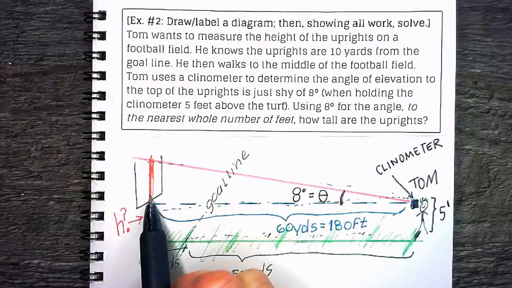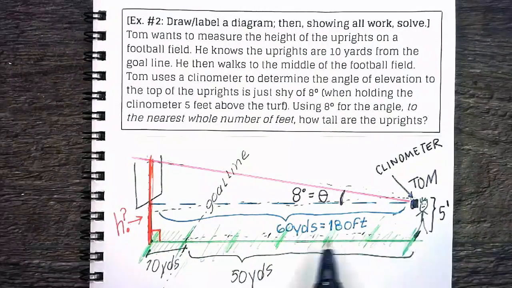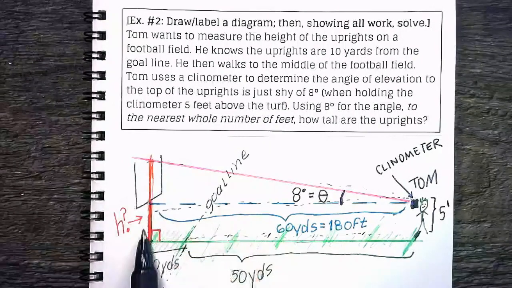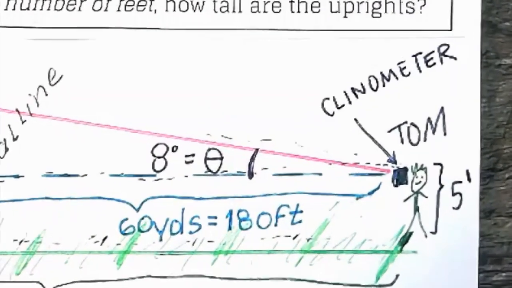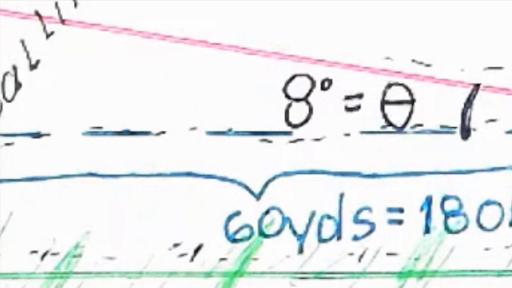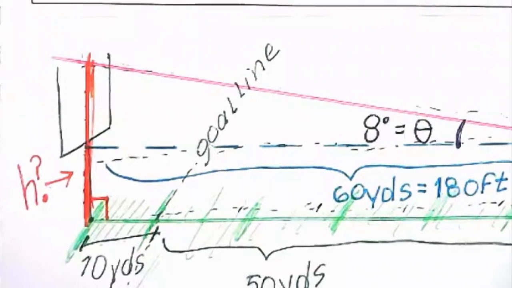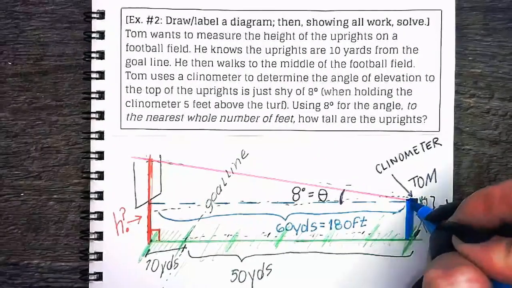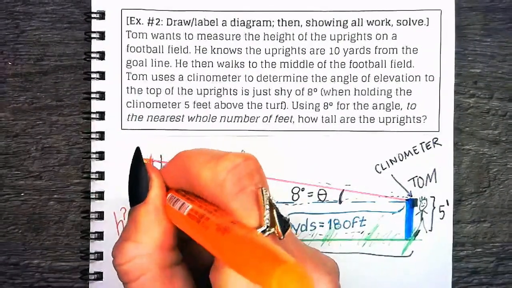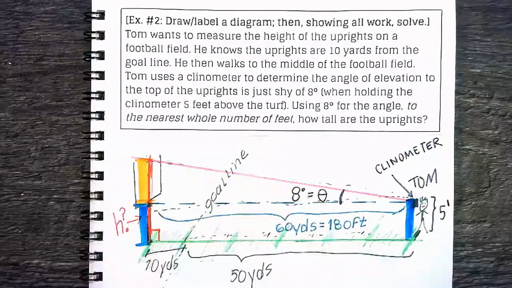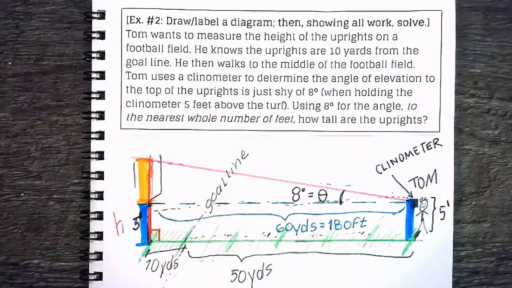Once we know how long this piece is, we're going to add it to the 5 feet of height that was not accounted for and get the total height of the uprights. So Tom is 5 feet up. We're not accounting for this 5 feet of distance here. We're going to solve for this using trigonometry, and then we'll add it to get the total height.